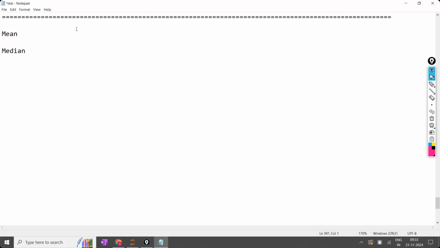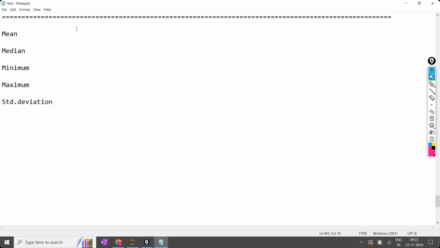Next one is measures of dispersion. Not variance, but minimum value and maximum value. From this minimum and maximum, we are going to calculate the range. Apart from the range, next, what we are going to discuss is standard deviation.